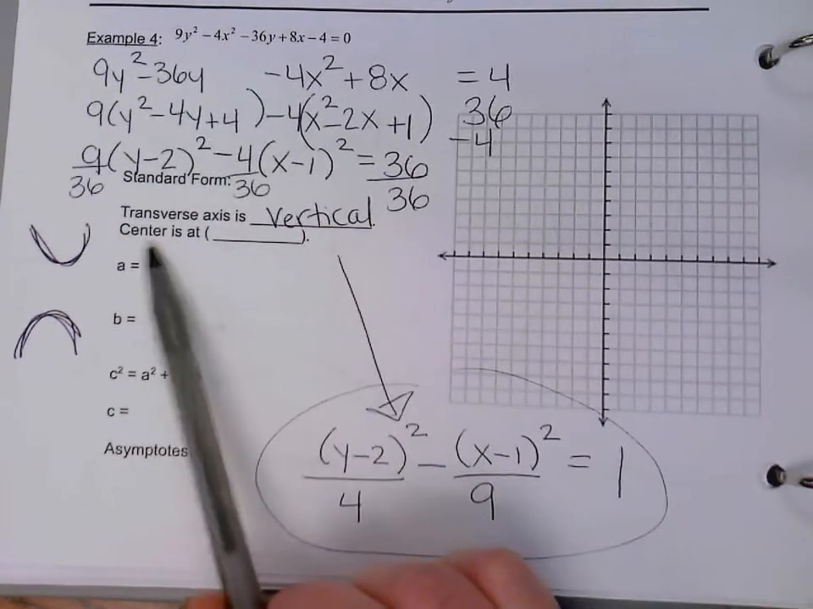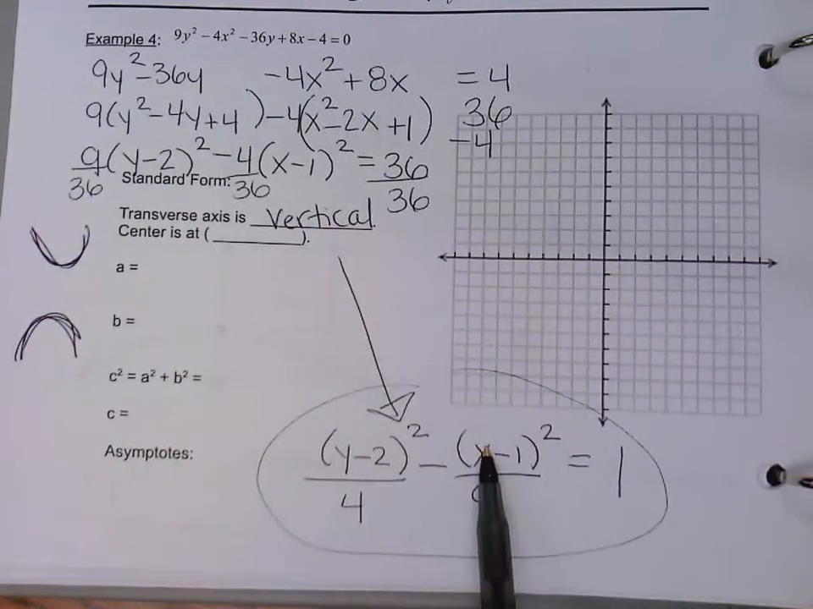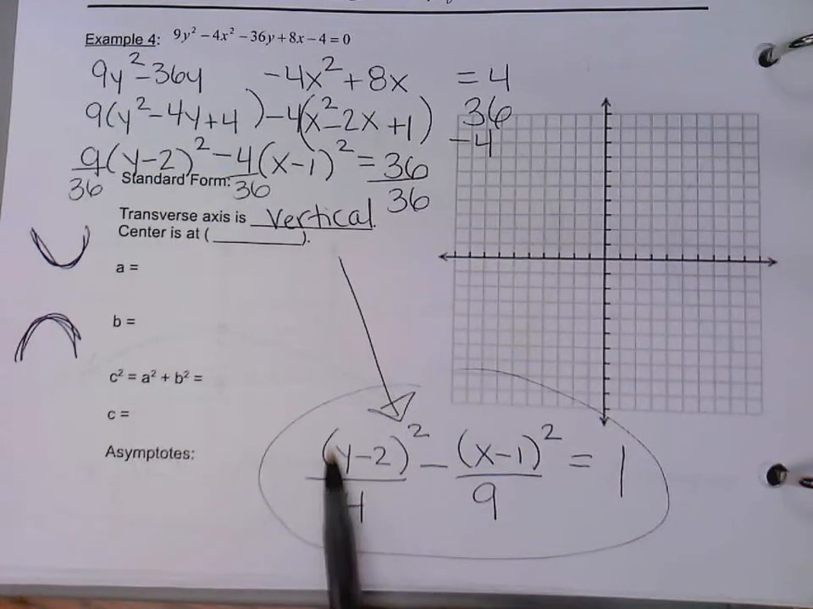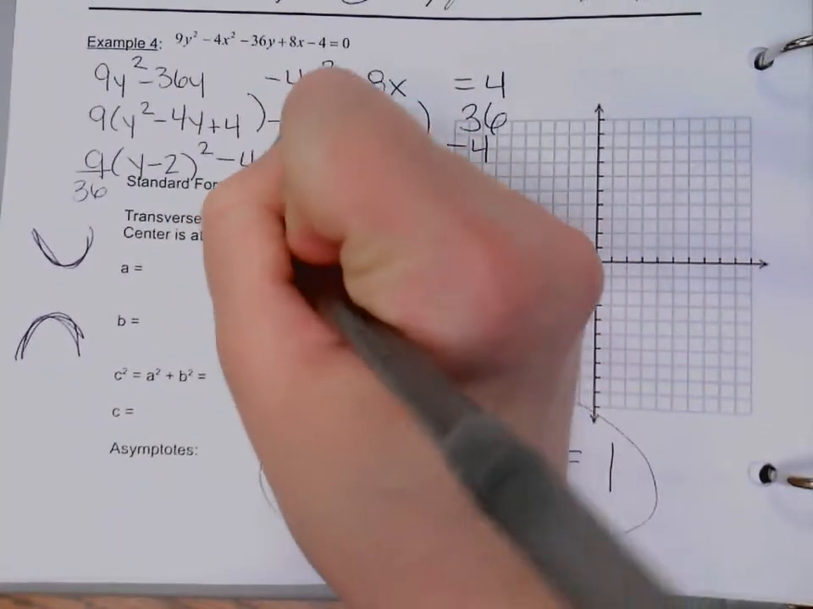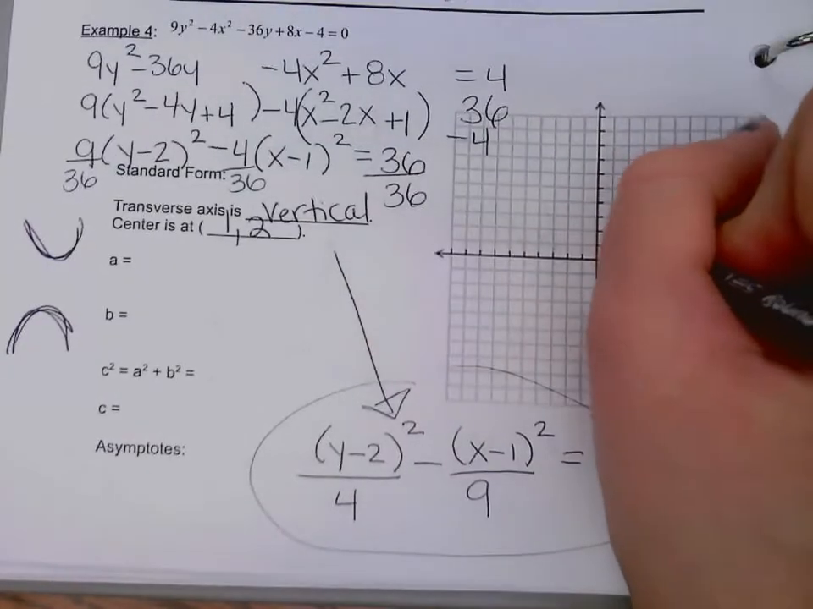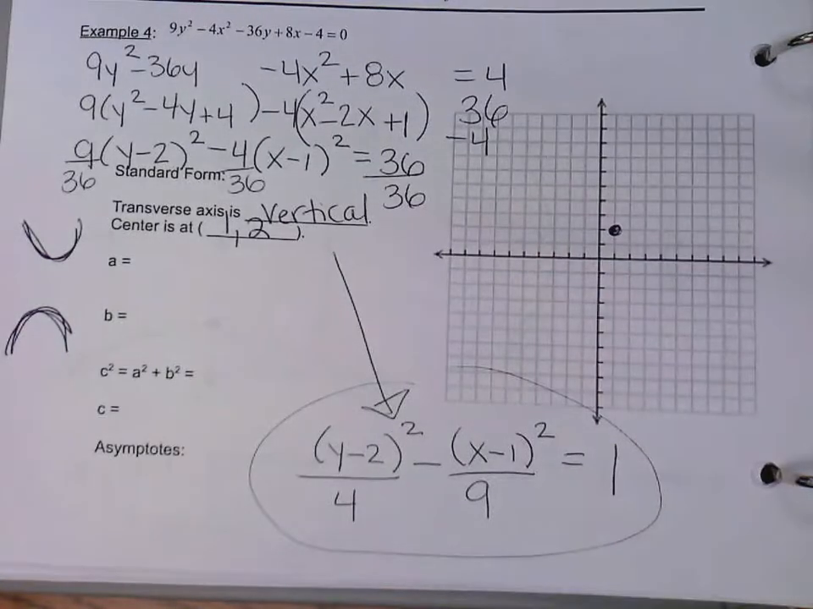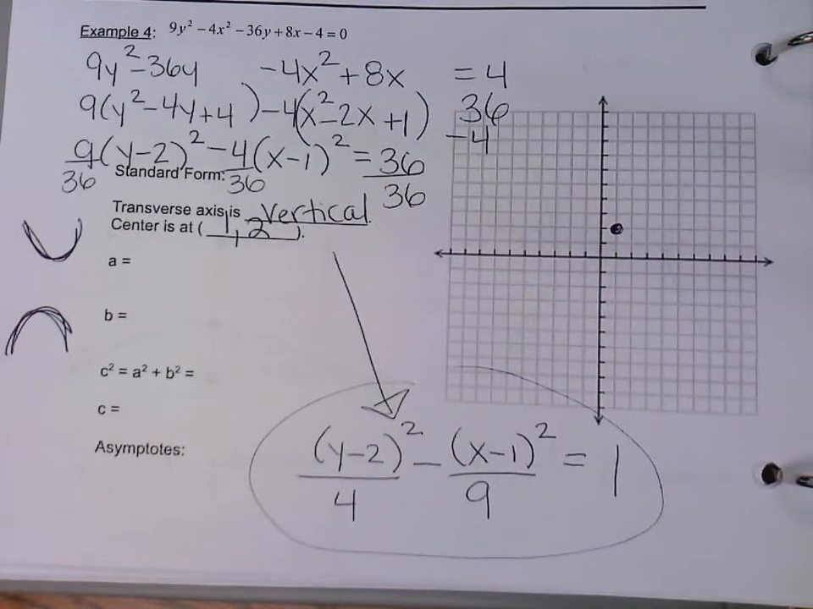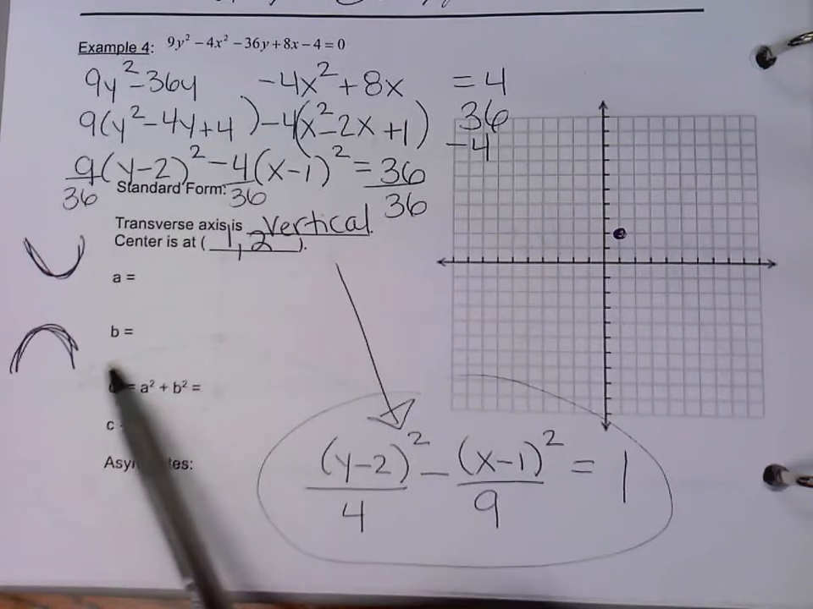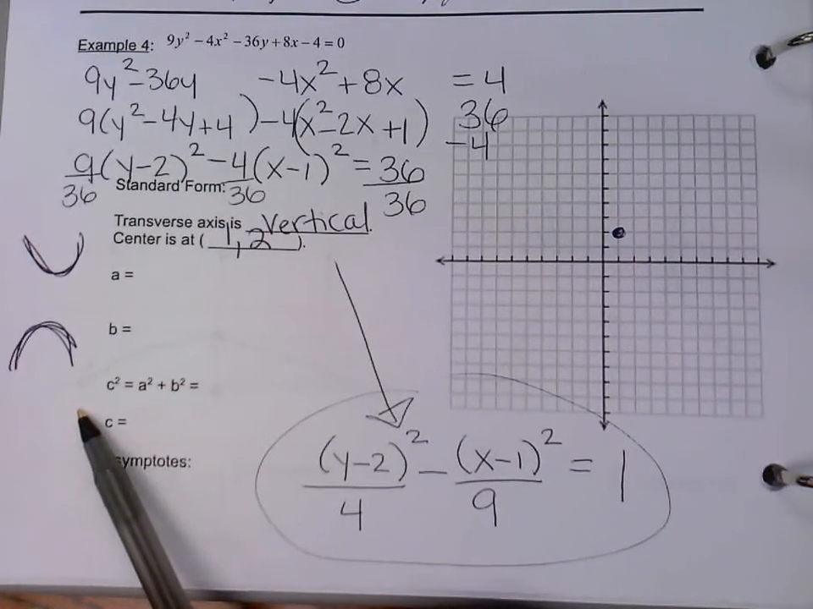You can identify your center. So the x value goes right 1 and the y value goes up 2. So 1, 2 is our center. So I can plot 1, 2 on the graph. And then you want to identify A, B, and C. Maybe I will have you graph the foci.